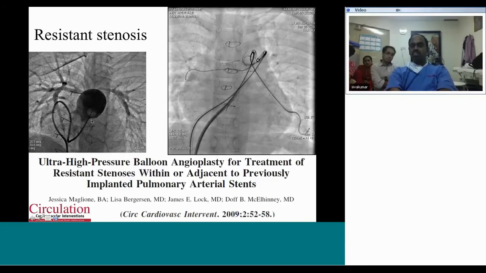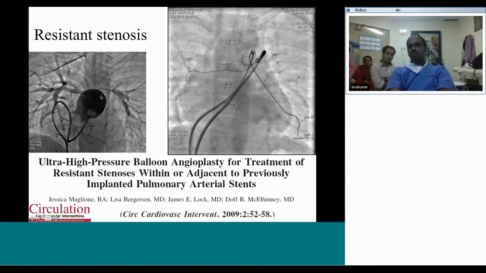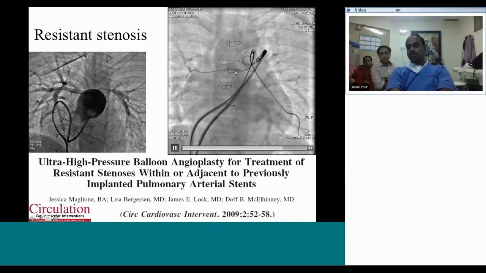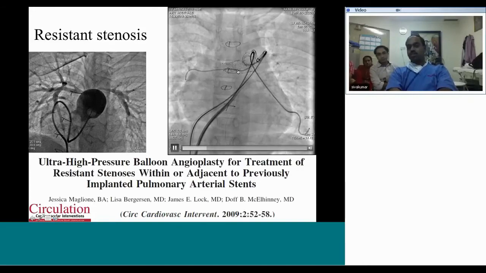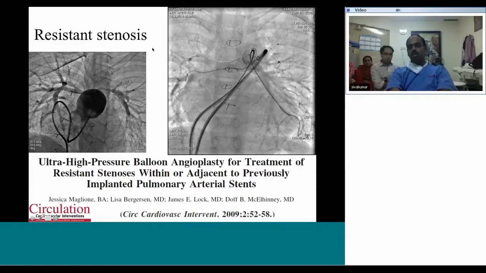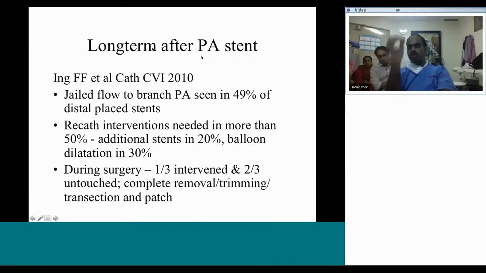There are some stenoses which are very resistant. So this is a patient with bilateral, very diffuse severe hypoplasia and you are trying to dilate with very large stents and you can appreciate that there are some residual lesions. This will happen whenever there is an extremely tight stenosis because the stenosis will not allow very large stents to be placed. What is the long-term outcome after pulmonary artery stenting?